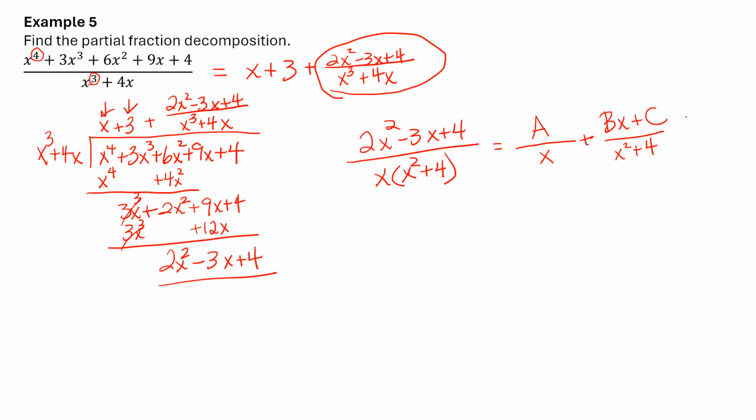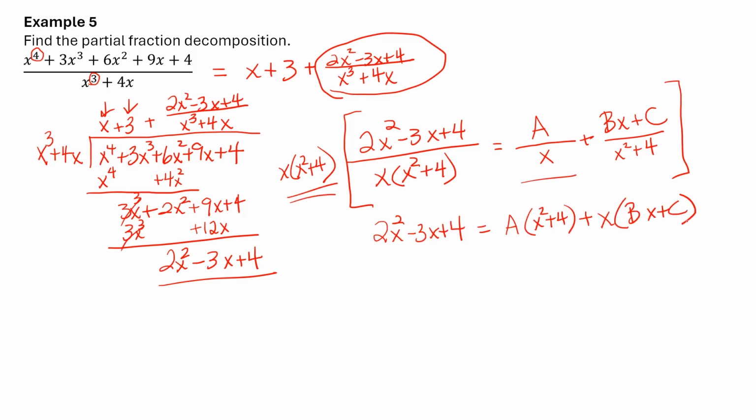All right, so now, again, like I did last time, I'm just going to go ahead and multiply this whole thing through by the common denominator, x times x squared plus 4. And that way all those fractions will go away. Okay, if I multiply the right side out, I will have ax squared plus 4a plus bx squared plus cx.